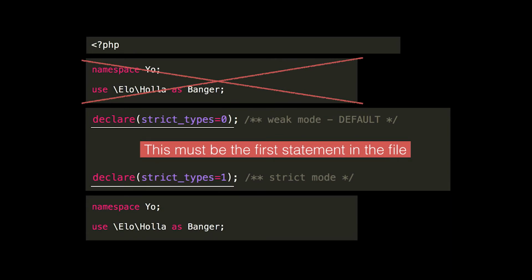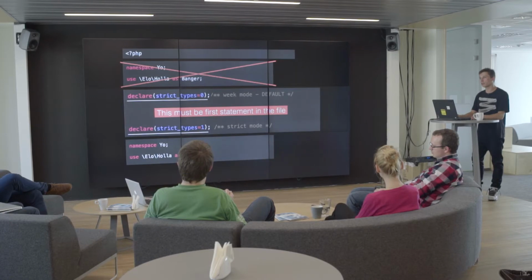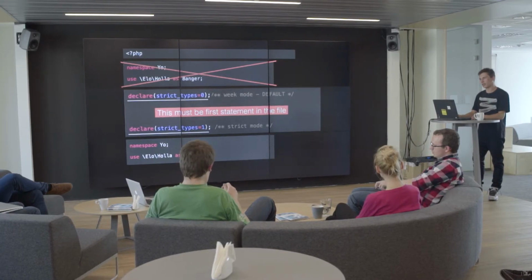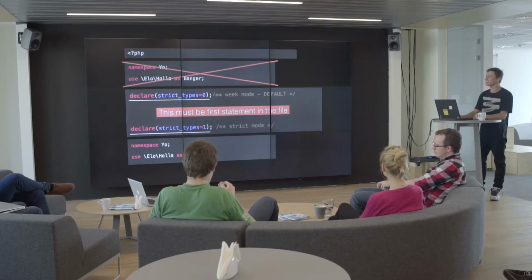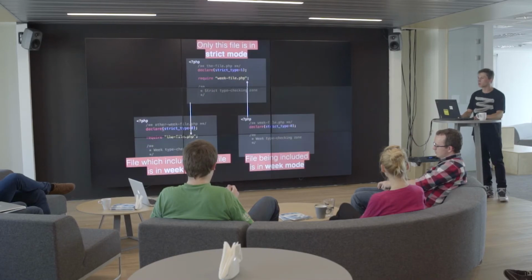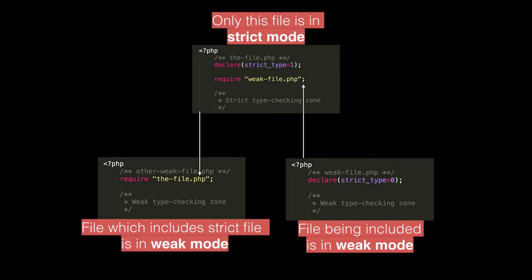To enable strict type checking mode, we need to put the declare strict types statement as the first statement in the given file. It must be there because it is entirely compile time and it works by setting a flag in the opcode. If it is in place, strict type checking mode is applied to all function calls, including PHP extensions and built-in functions, within that single file. Not any files which are included by the file, nor any file which includes the file.